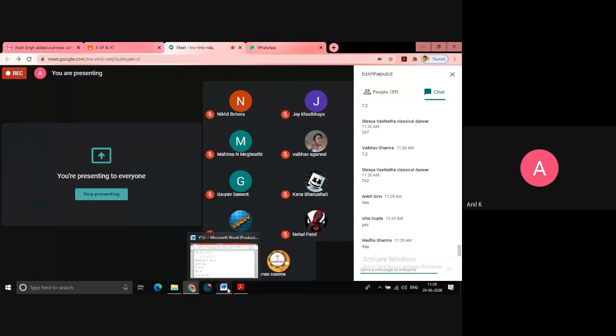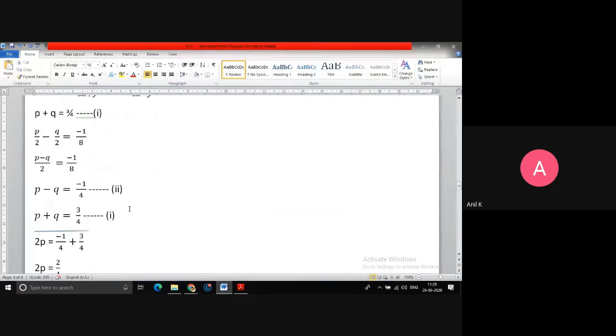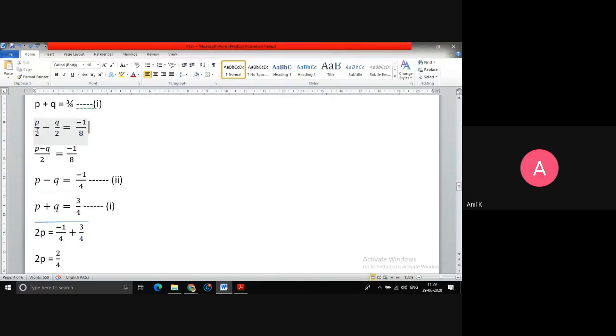Yes, good. Now here as usual, I'll go for LCM. Both the denominators are 2 and 2, so LCM is going to be 2 only here. If the denominators are same, just numerators will be subtracted. That is p minus q because minus sign is there, so they will be subtracted. So p minus q upon 2 equals minus 1 by 8.